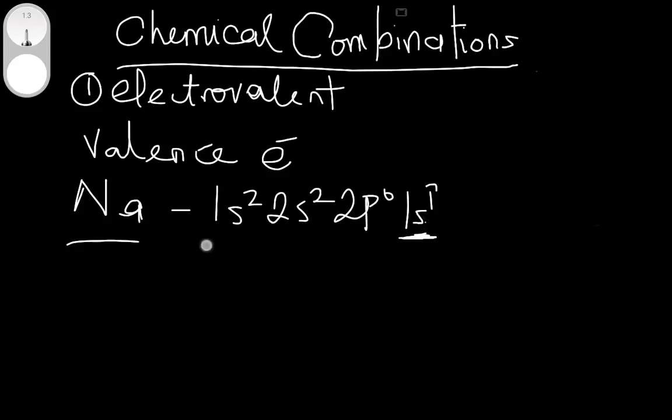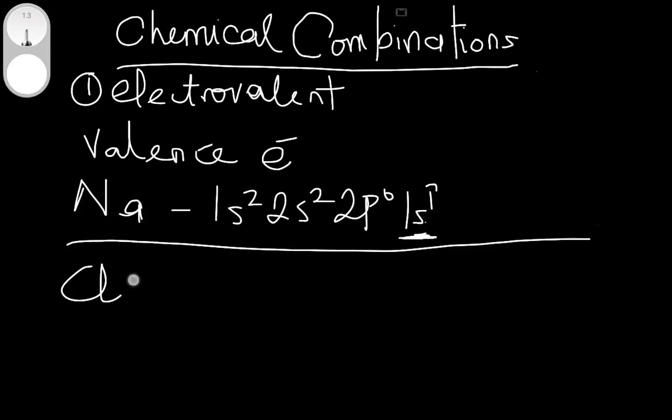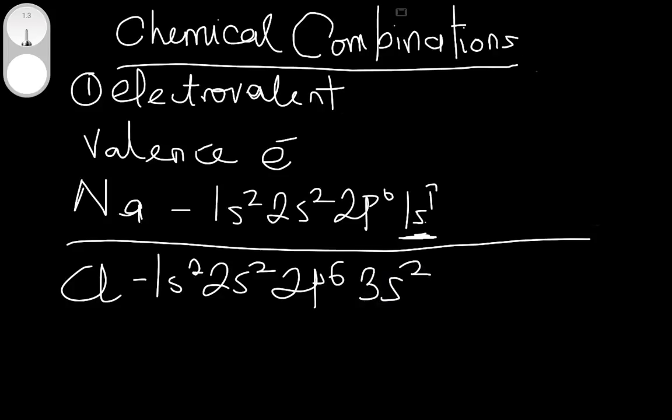Then let's look at a non-metal like chlorine that has 1s2, 2s2, 2p6, 3s2, and ends with 3p5. We're looking at the outermost electrons. All it needs is just one electron so that this becomes 3p6. If this is 3p6, it becomes a more stable element.